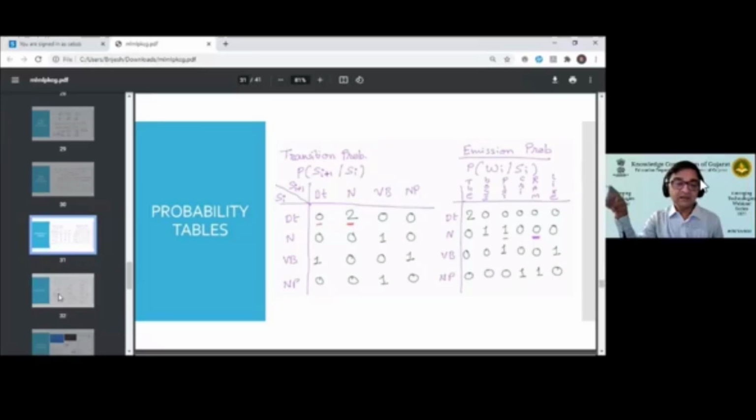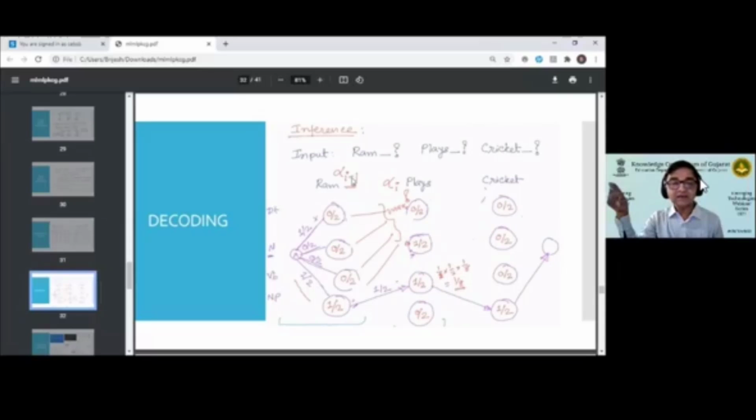Once you have this table, the next task is, given a sentence, you want to assign a correct part of speech label. For example, if the sentence is Ram plays cricket, and you have four parts of speech to choose from: determiner, noun, verb, and a proper noun. So how do you do this? You calculate this link weight, like probability of Ram given determiner, probability of Ram given noun, and probability of Ram given verb, and put it on the link. As you can see, I have put some numbers like 1 by 2, 0 by 2, 0 by 2, and so on.